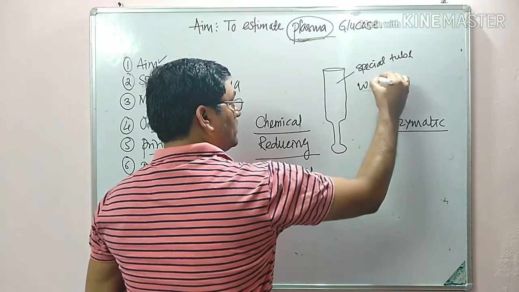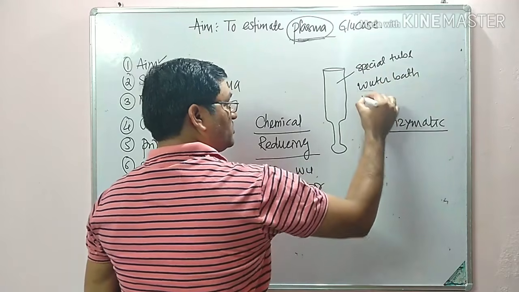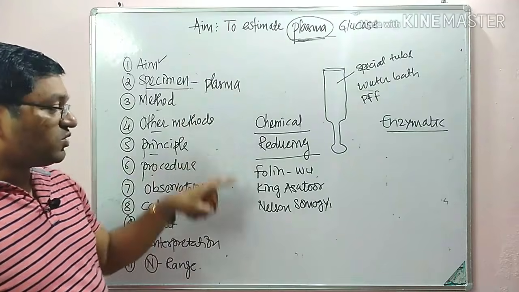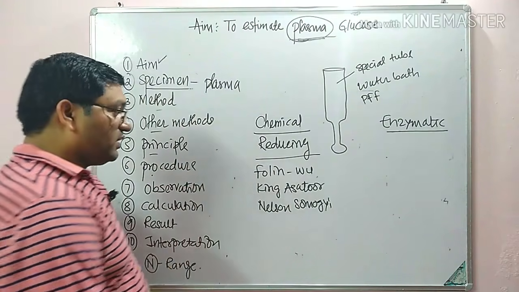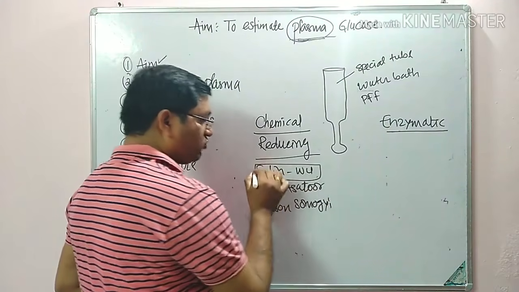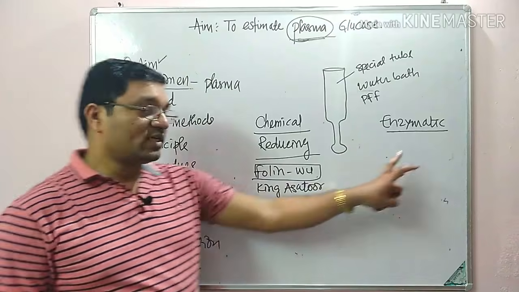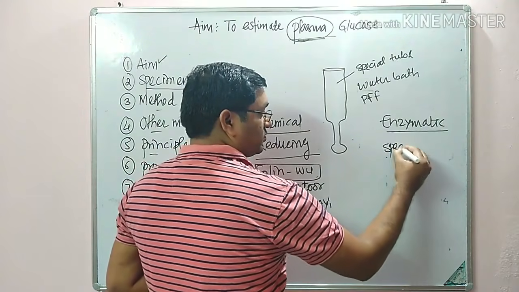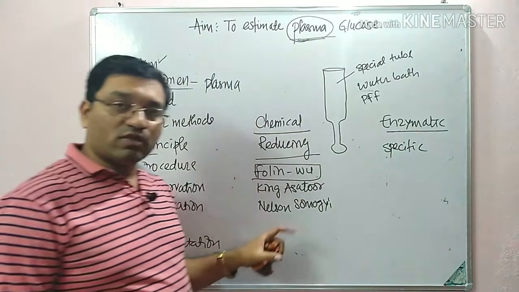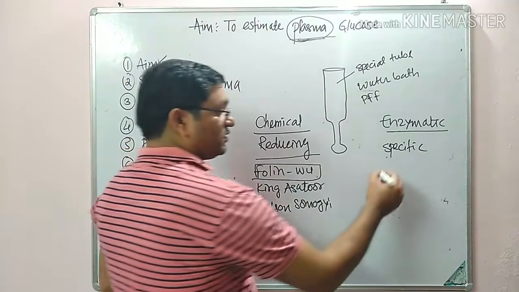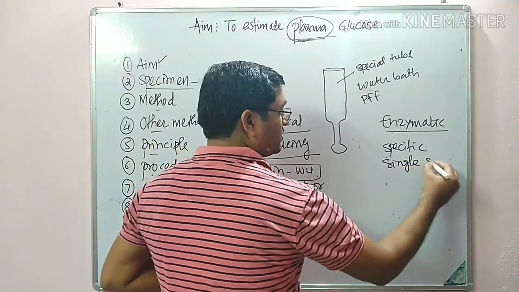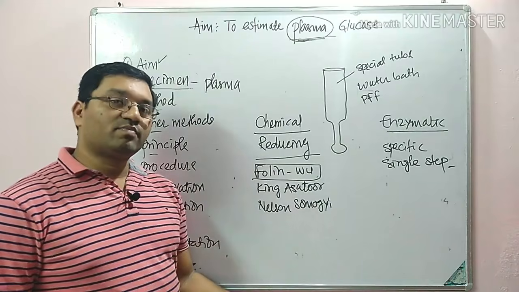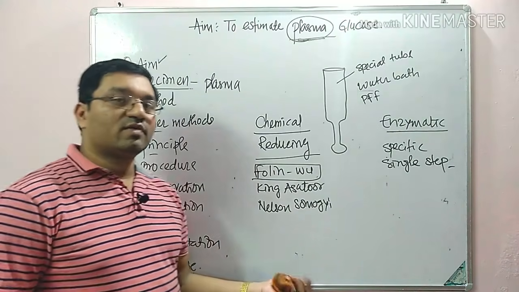Then a water bath is required. Then preparation of a protein free filtrate is a must for the estimation of plasma glucose by the Folin method. It is a complicated procedure as compared to the enzymatic ones. Enzymatic methods are specific because enzymes are specific for their substrate. Second, single step procedures are there. Single step procedure means take a working reagent, add plasma to it, and you will get a result after 15 minutes.